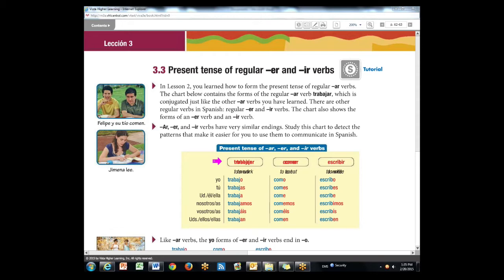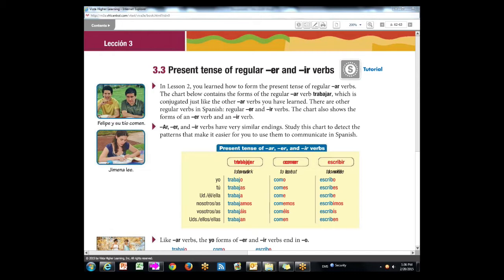The difference is right here in the nosotros form. It goes from emos to imos. You need to memorize these. The nice thing about Spanish is, if you didn't master the AR verbs, you get another chance. Now you can master it working on your ER and IR verbs. Just make sure that the verb ending agrees with the subject of the sentence.